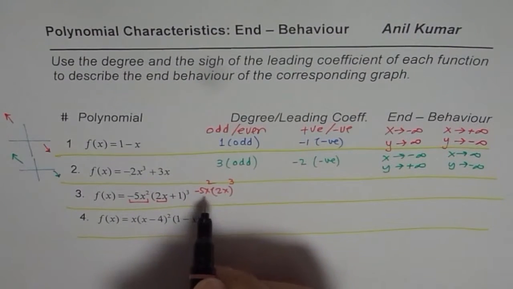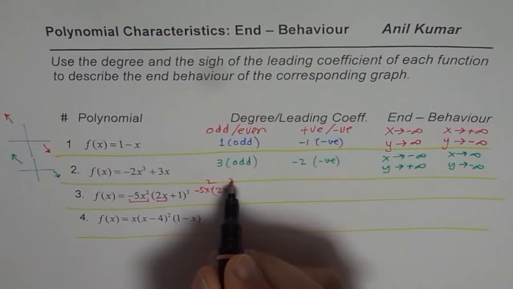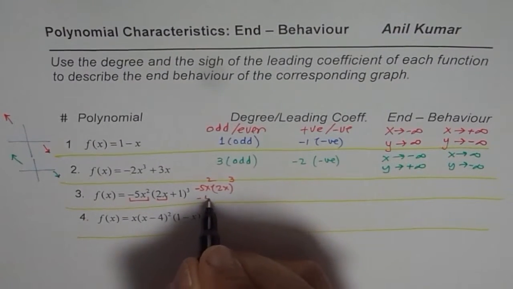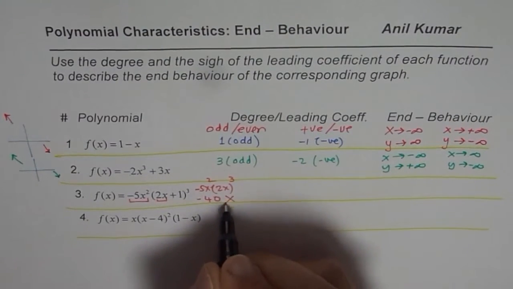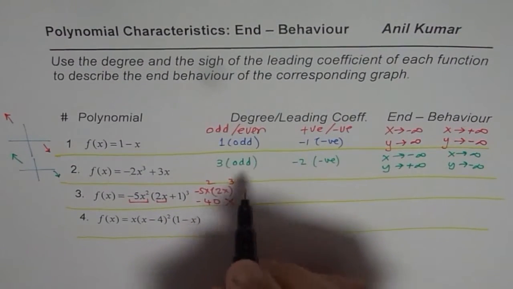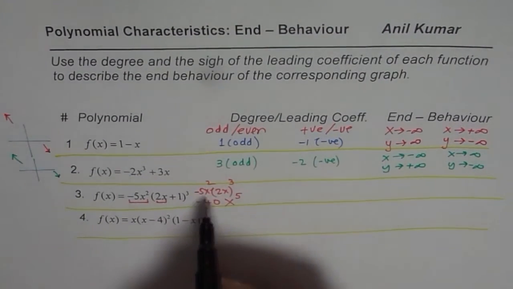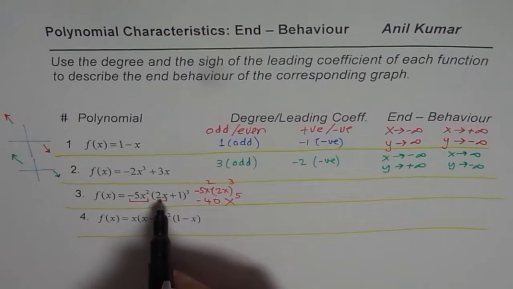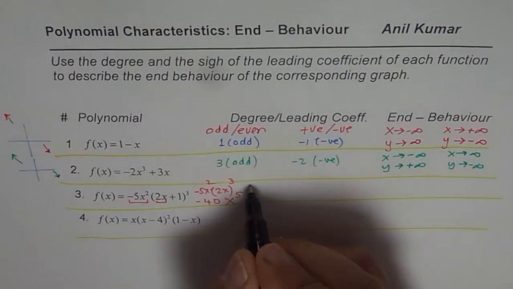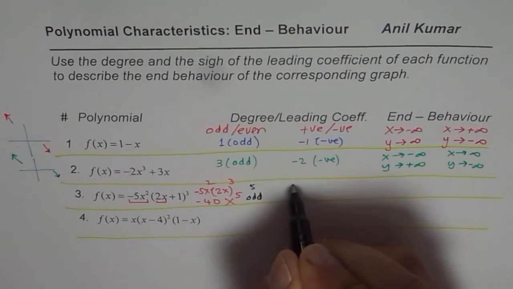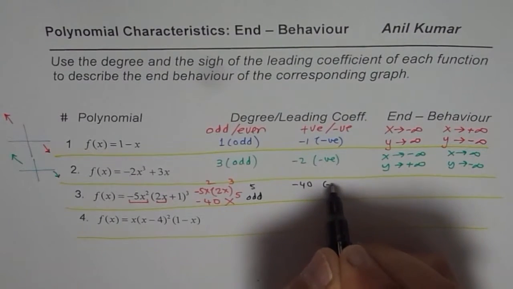So when you multiply them, you get 2 cubed is 8, right? 8 times 5 with the negative sign is minus 40. As far as x is concerned, square and cube will add up to 5. So that is what you get, right? So I hope this part is very clear to you. That is how you need to find the leading coefficient and the degree. Degree here you see is 5, which is odd, right? And the leading coefficient is minus 40, which is negative.